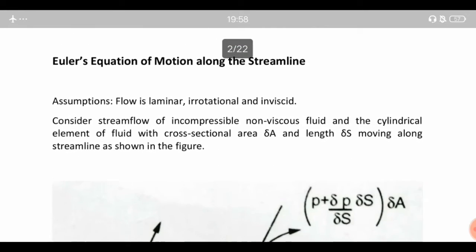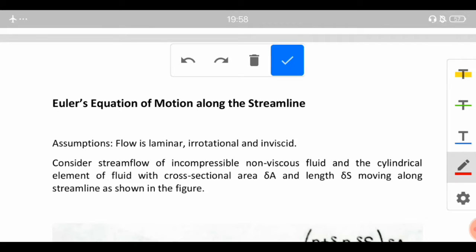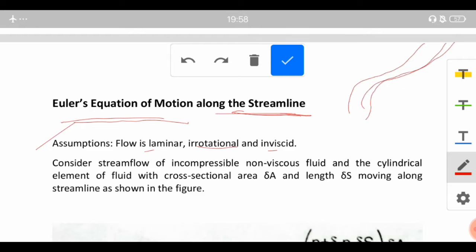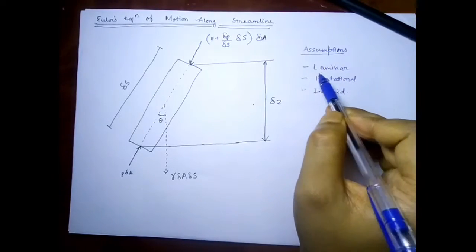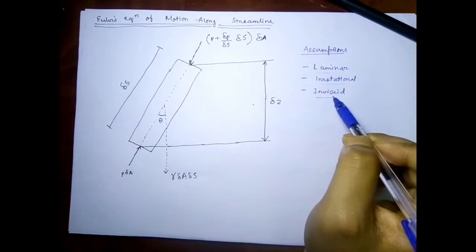For the Euler's equation of motion, let us assume that the fluid flow is laminar, irrotational and inviscid. This is the derivation of Euler's equation of motion along a particular streamline. You have to ensure one necessary condition, that it is a streamline flow, and as it is a streamline flow, the flow is laminar, irrotational and inviscid. So let us now derive this particular equation. We had assumed that the flow is laminar, irrotational and inviscid flow.